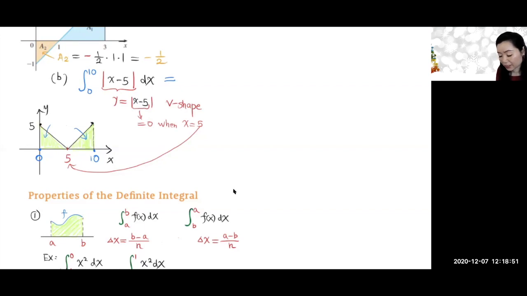Now this integral, think about it as the area under the curve. So this is the curve, okay? And now x goes from 0 to 10. So this integral, think about it as the green highlighted area, okay? Now by symmetry, we can just find one of them and double, right? So what's the area of this triangle?